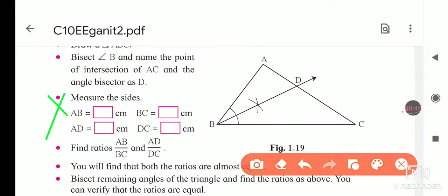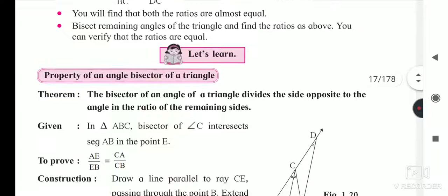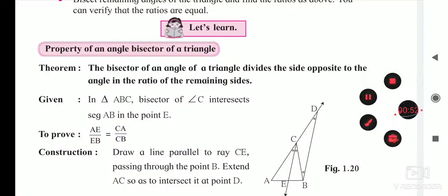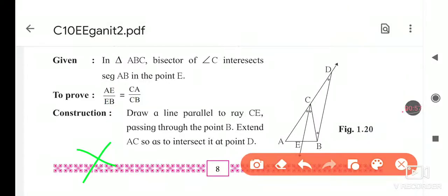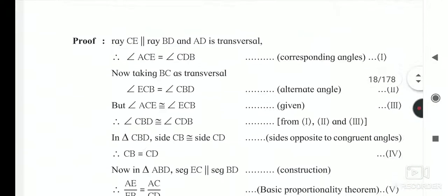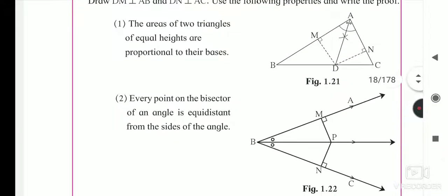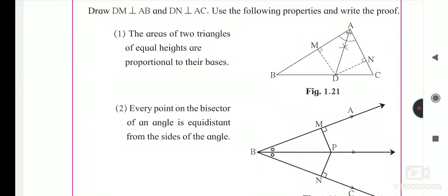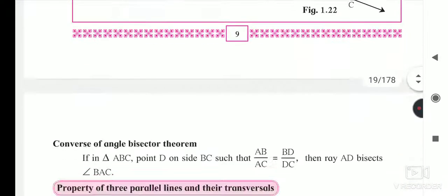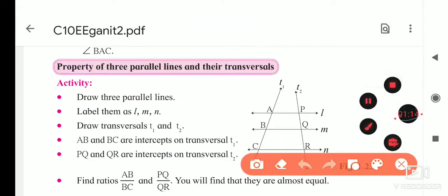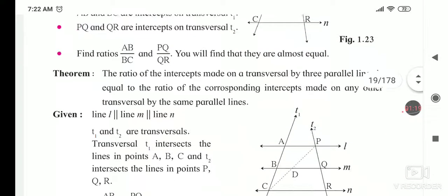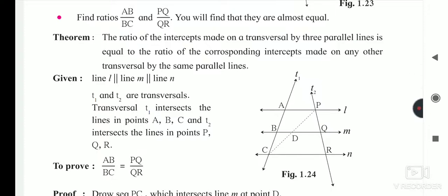Okay, after this part, the property of the angle bisector of a triangle is also omitted from the syllabus, which means this will also not come in the board exam. Then remember this point also. Afterwards, the next theorem, the converse of the angle bisector, was also deducted from the syllabus. Three parallel lines also will not come in the exam.